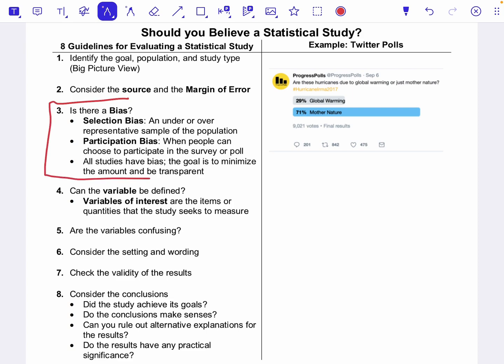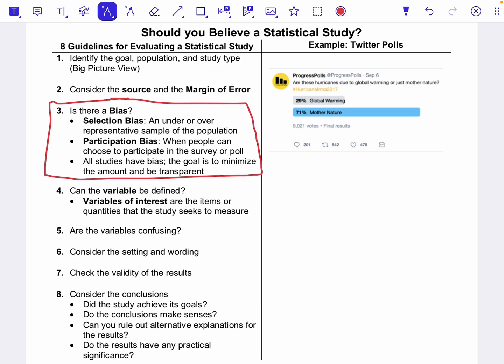Now, let's be clear. All studies have bias. That's why we have a margin of error. It's just the nature of the game. But your goal, or the goal of the researcher, is always to try and minimize that bias. Now, there are two types of biases that are easy to avoid. The first is known as a selection bias. It's when you pick a group of people and it's really not representative of your larger population.